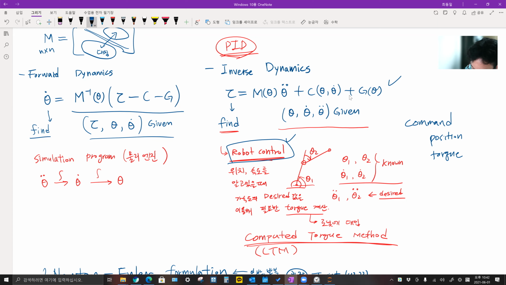So if we know the acceleration, we can integrate the acceleration two times, then we can find the theta. This means we can define the position or velocity of some rigid body object. So this kind of forward dynamics can be generally used in a physics engine.